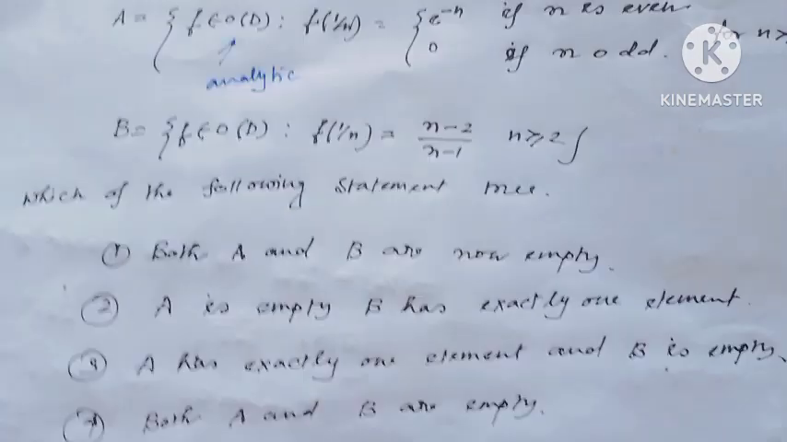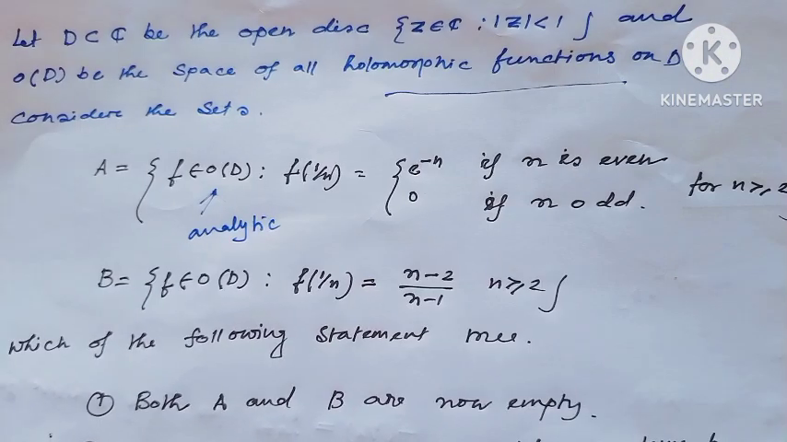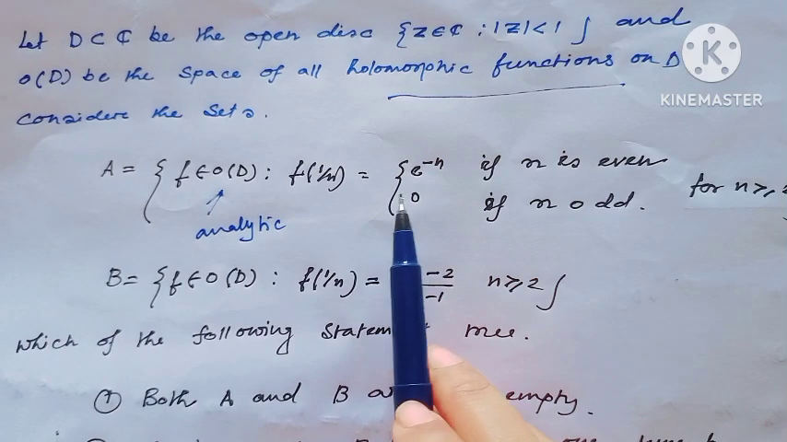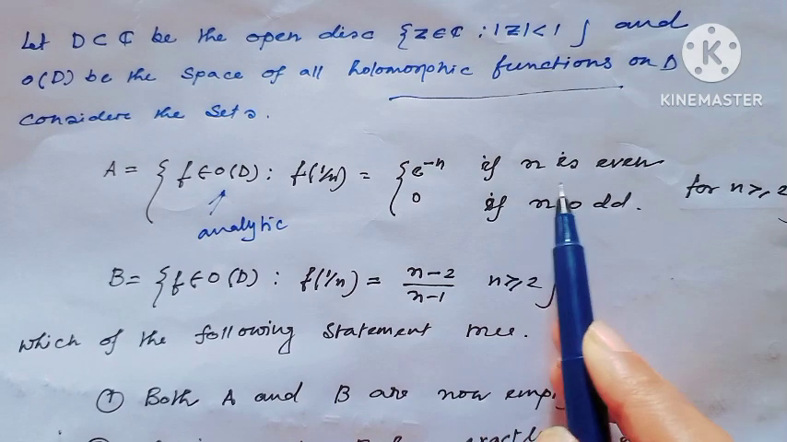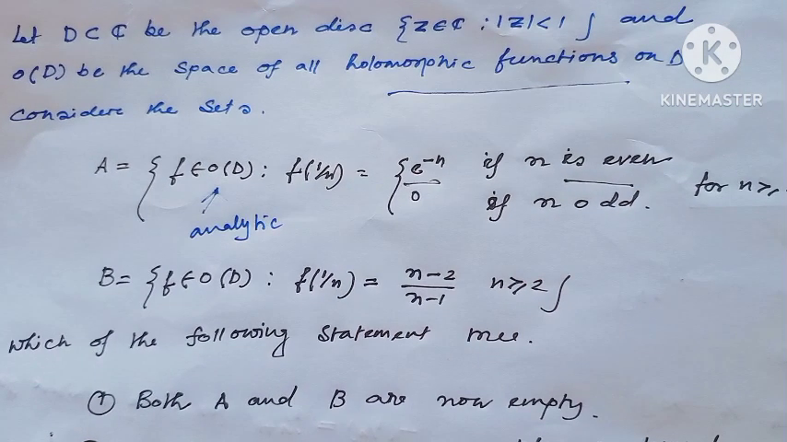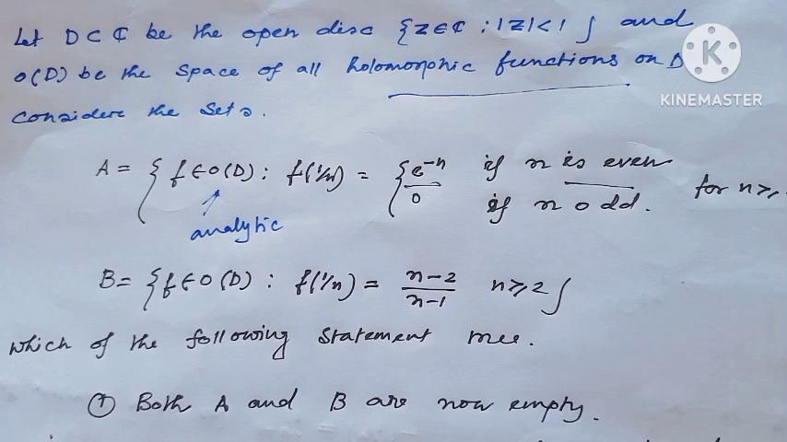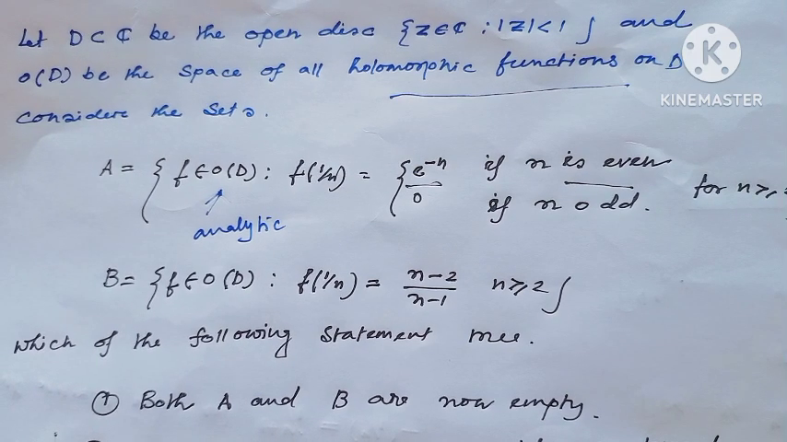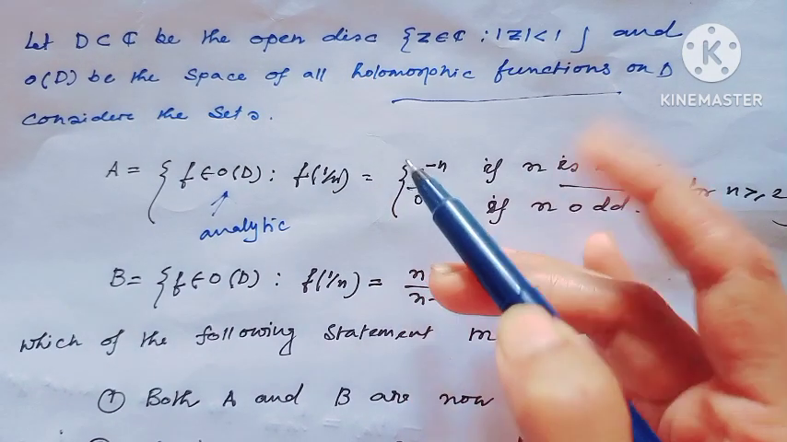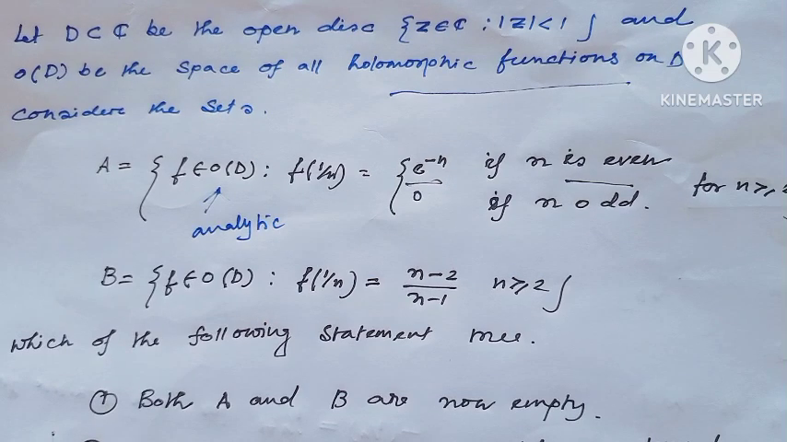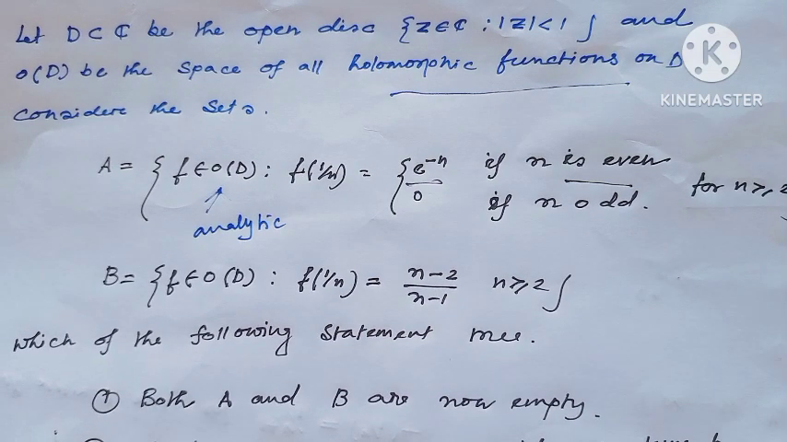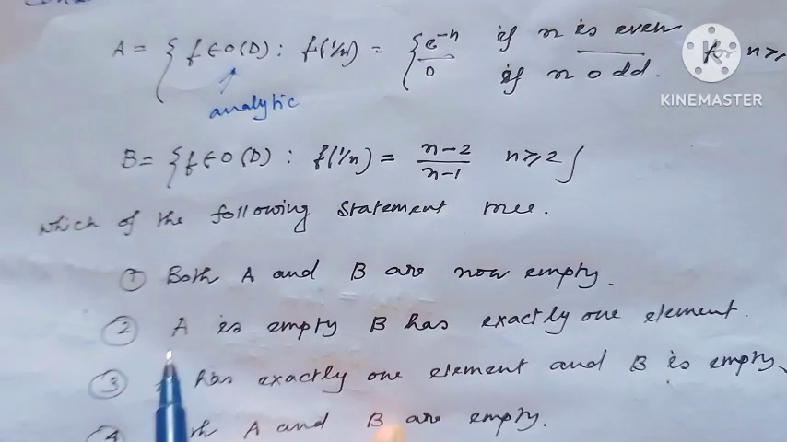But here it is given f of 1 over n, when n is even, this value is e to the power minus n. This is not possible. That means this type of function cannot be possible. So, obviously, A is empty.